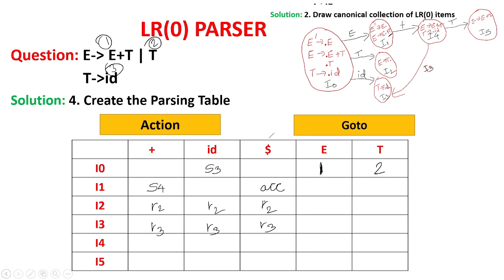Next is I4. Now I4 on T is going to state I5. So just write the number 5 over here like this. And I4 on ID goes to I3. So in the action part, we have to write S or R before the number. So I'll write it is getting shifted to S3. Now I4 is not going anywhere else.